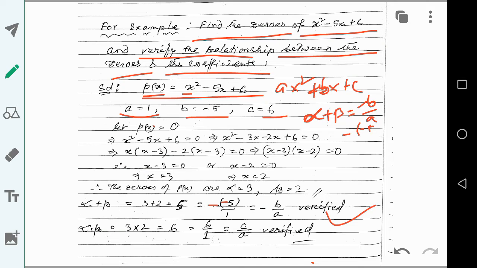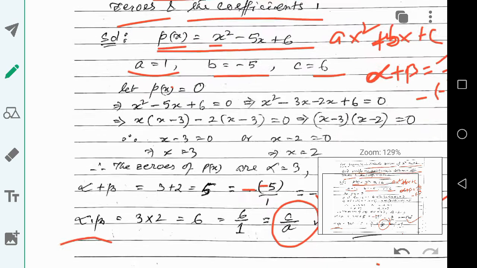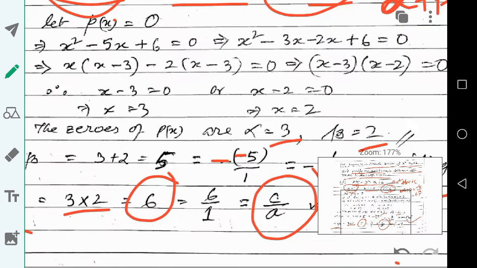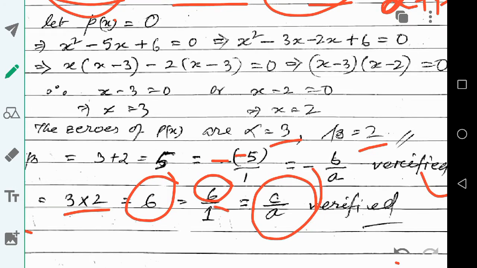Similarly, we can verify that alpha into beta is equal to c by a. How? Alpha into beta is 3 times 2, the zeros being 3 and 2, and we get 6. Now the value of c is 6 and 1 is a. So 6 is written as 6 by 1 in order to obtain c by a. That's how we can verify.